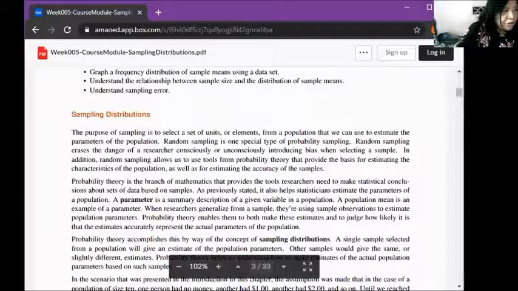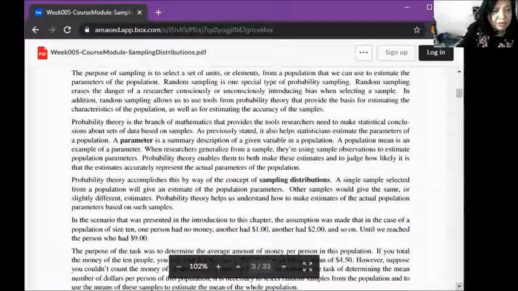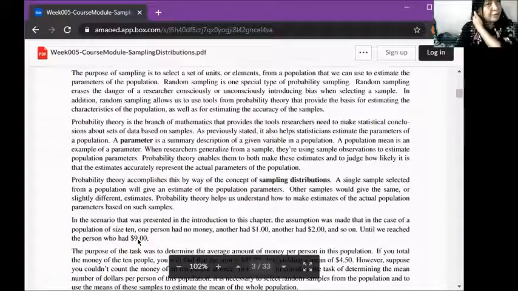Okay, so as mentioned earlier, we also have the sampling distributions, as I have already defined. A single sample selected from the population will give an estimate of the population parameters. Other samples would give the same or slightly different estimates, but probability theory understands how to make estimates of the actual population. Here is a scenario that was presented in the introduction to this chapter.